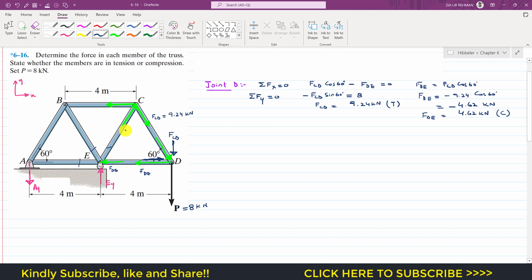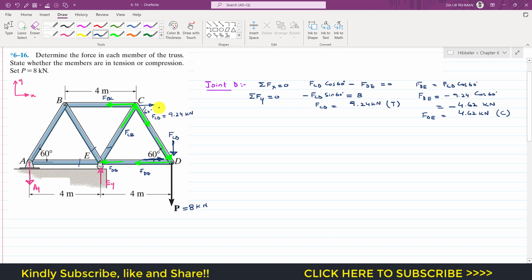Similarly, this one is FCE and this one is FBC. So now these are equilateral triangles. If this is 60, then this is 60 and then this is 60 as well. So we can resolve this FCD force into its components. So it will have one component in this direction. If this is 60, then this angle is also 60 degrees.